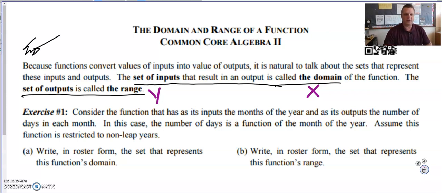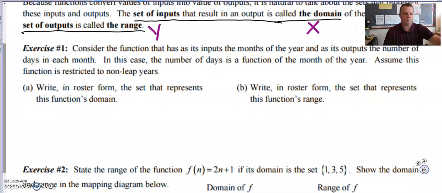So consider the function, exercise 1, that has as its input the month of the year and as its outputs the number of days in each month. In this case, the number of days is a function of the month of the year. Assume the function is restricted to non-leap years. So they want us to write in roster form the set that represents the domain of the function.